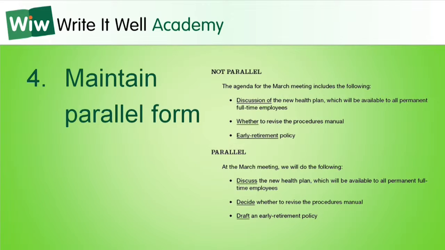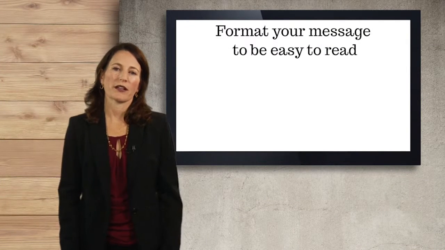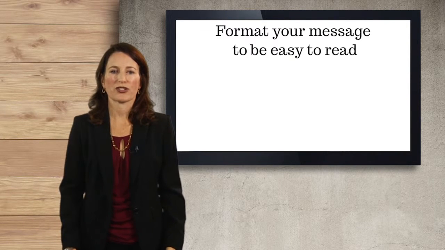It starts with discussion of whether to, and then early retirement policy. So as your readers are reading down that list, they're getting a bit confused or at least slowed down. Instead, start in the same way, in parallel form. So it starts here: discuss, decide, and draft. Okay, that's a great way to present a professional image to your reader, and again, to avoid lots of common grammar and punctuation mistakes.